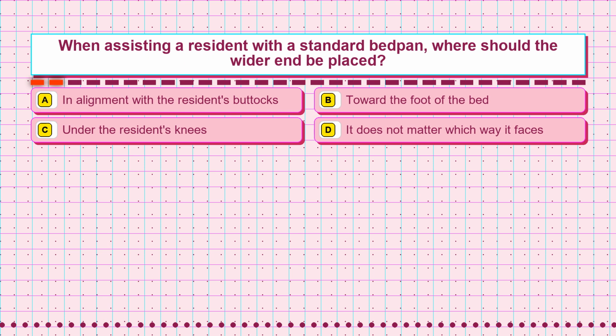Question 23. When assisting a resident with a standard bedpan, where should the wider end be placed? Option A, in alignment with the resident's buttocks. Option B, toward the foot of the bed. Option C, under the resident's knees. Option D, it does not matter which way it faces.